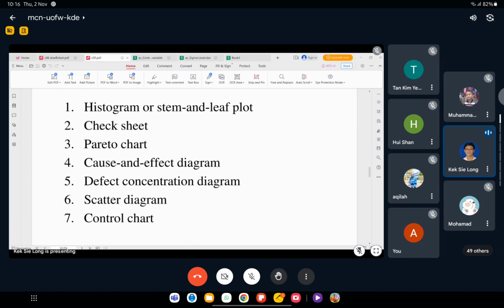Oh, only these two, SPSS, Minitab. How about Excel? How about Maple?